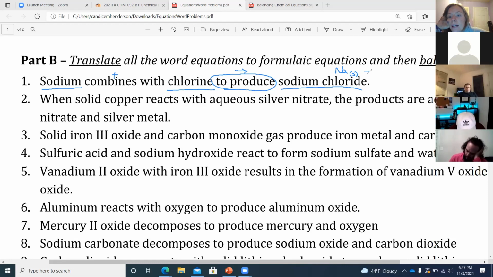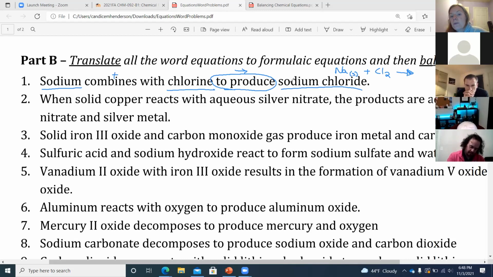It combines with chlorine. Okay, so chlorine is Cl. Now, is chlorine a diatomic molecule when it's by itself? Yes, it is. That means that chlorine, when it's alone, is never going to look like this. It's always going to look like this, Cl with a 2. Does that make a difference? Oh yeah, it makes a difference when you're balancing your equation. If you forget the 2, you're going to think your equation's already balanced when it's not.